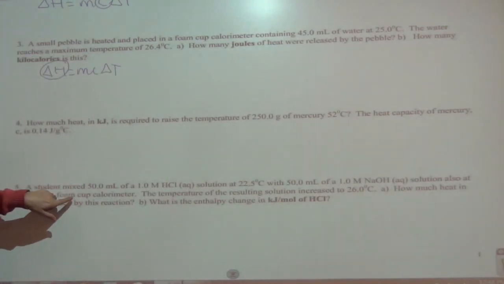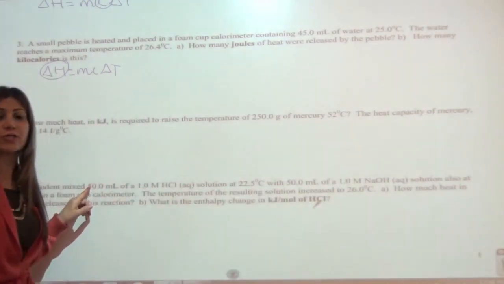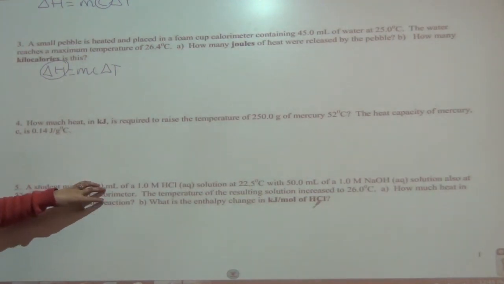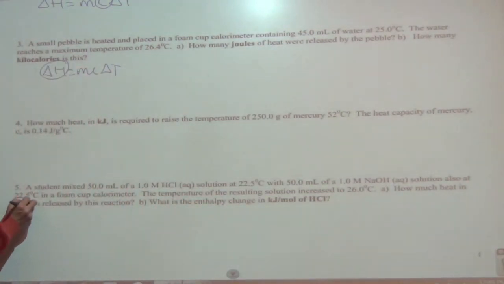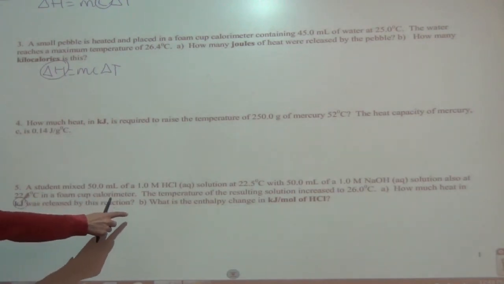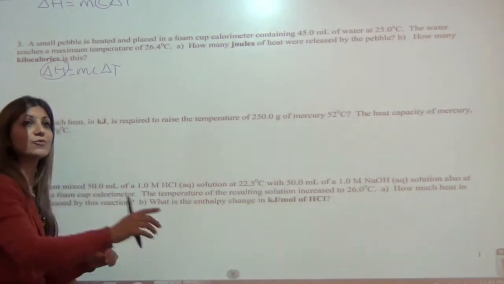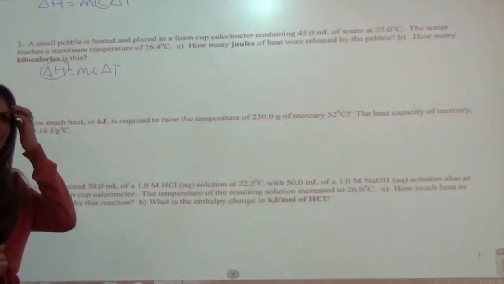This is looking for kilojoules. This one down here, notice, this is your 50 mils of a 1 molar mixed with 50 mils of a 1 molar. So what's your total mass in this one? 100. Good. It's 100 grams. Okay? So make sure that you get your mass right in this. They ask you to first calculate the kilojoules of energy, meaning you're looking for delta H. Awesome. Then it says, what's the enthalpy change in kilojoules per mole? So now you need to do the kilojoules, find your moles, doing molarity times volume, and then divide.